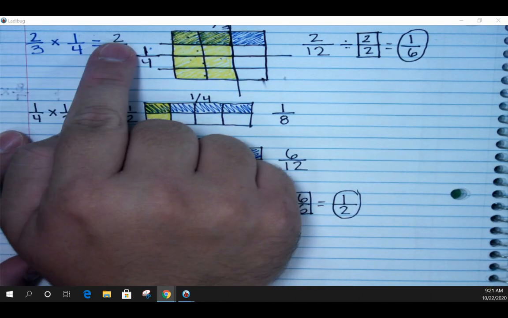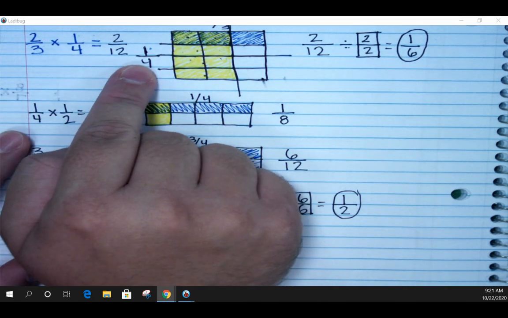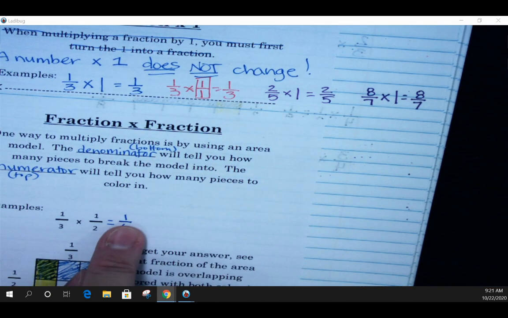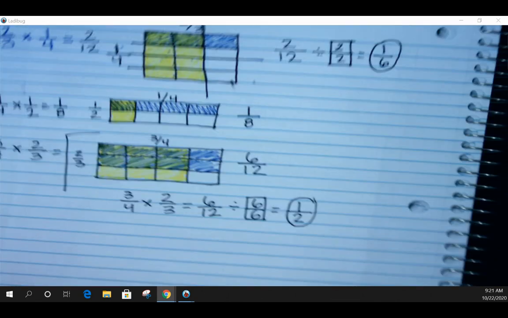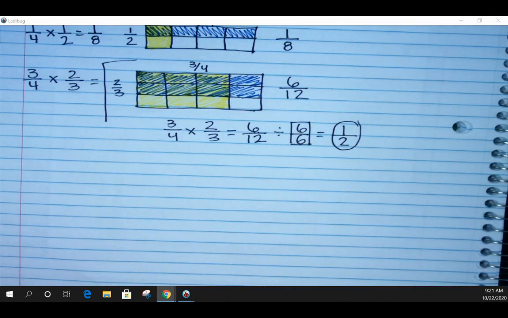2 times 1 equals 2, 3 times 4 equals 12. 1 times 1 equals 1. 3 times 2 equals... Is Bryson right? Are y'all feeling pretty confident about that?